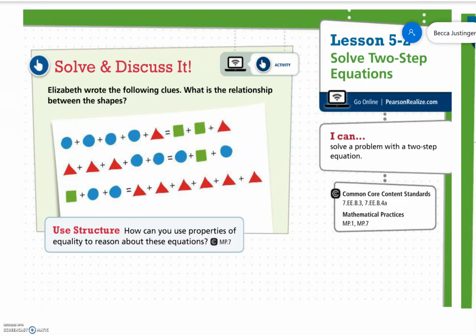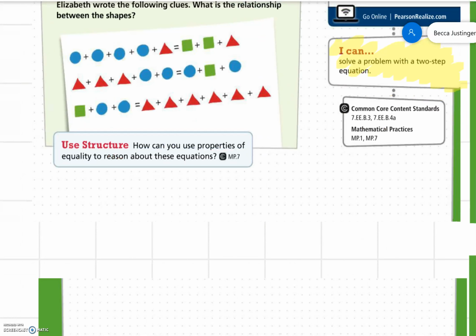By the end of the lesson, I want you to be able to say, I can solve a problem with a two-step equation. Solve and discuss it. Elizabeth wrote the following clues. What is the relationship between the shapes? Let's see if we can write some equations, expressions.